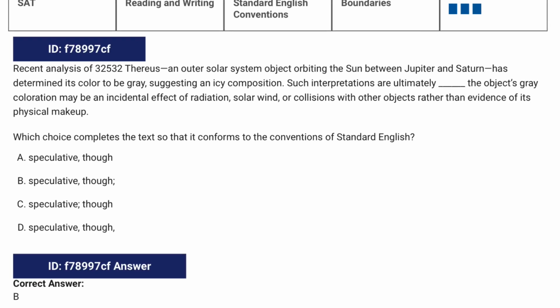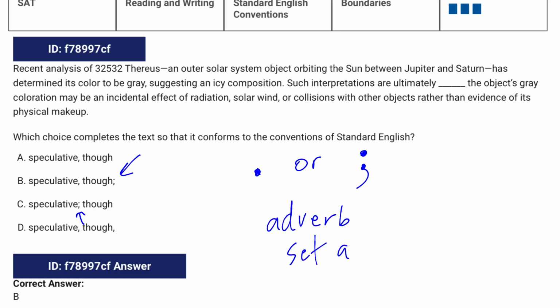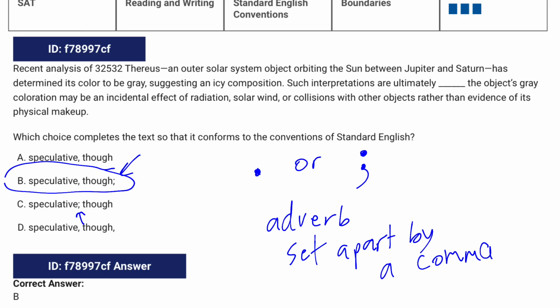Here's our first example. Such interpretations are ultimately speculative, though. This is one of the conjunctive adverbs, so we would expect to see either a period or a semicolon. We see right here a semicolon and right there a semicolon, so those are possible. Then the adverb itself should be set apart by a comma. The only one that has that is choice B. Just a comma or two commas isn't enough when you're connecting two complete sentences like this.